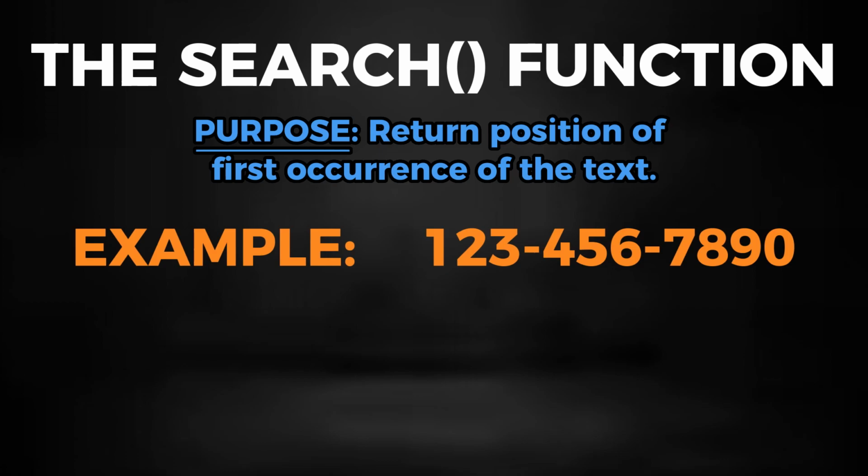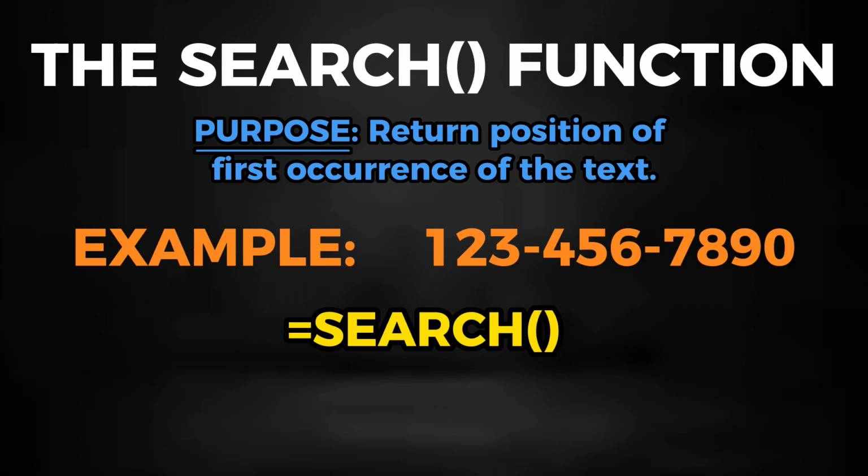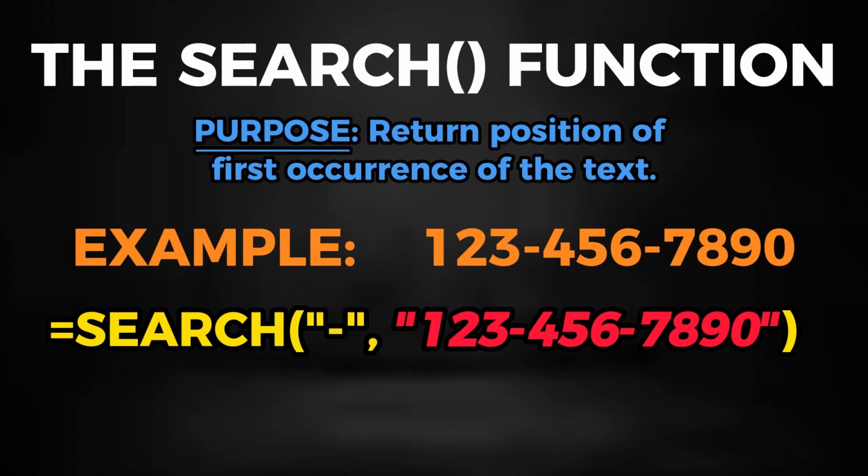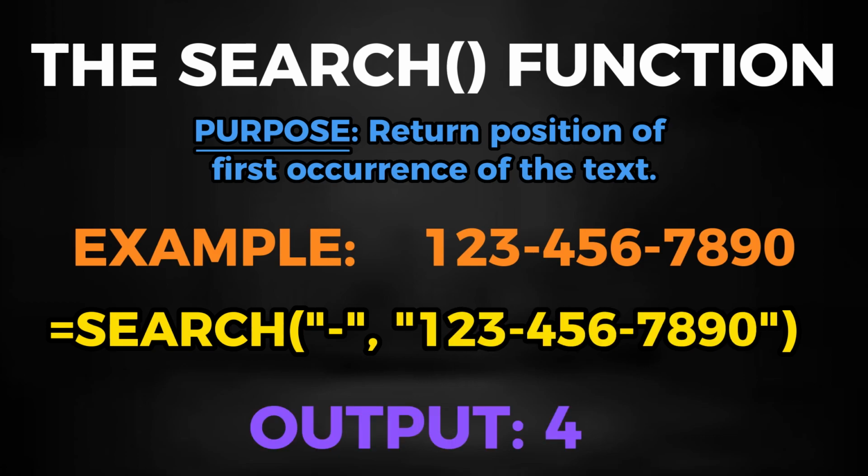So I'm going to do search. In the first argument, I'm going to put in the dash, but I want to make sure that I surround it with double quotes, or else we're going to get an error. And then the second argument, I want to put in 123-456-7890 surrounded by double quotes. If you type that into Excel, you're going to get 4, which represents the position of the dash.